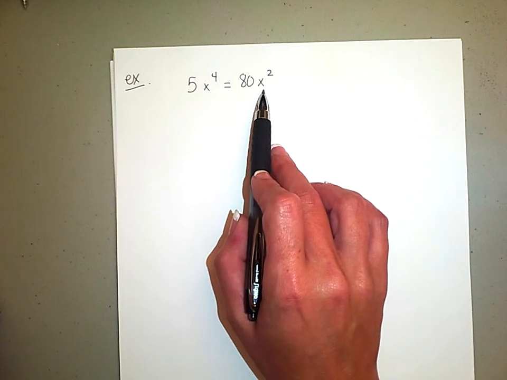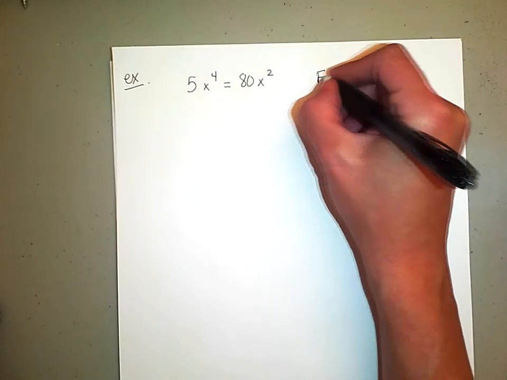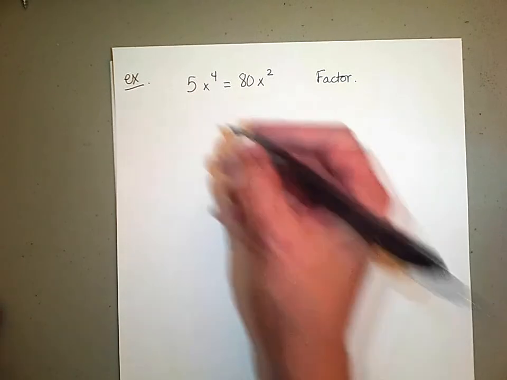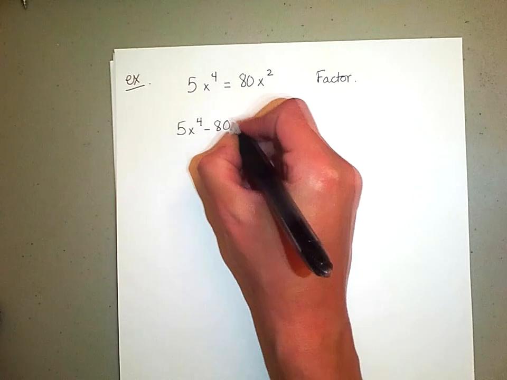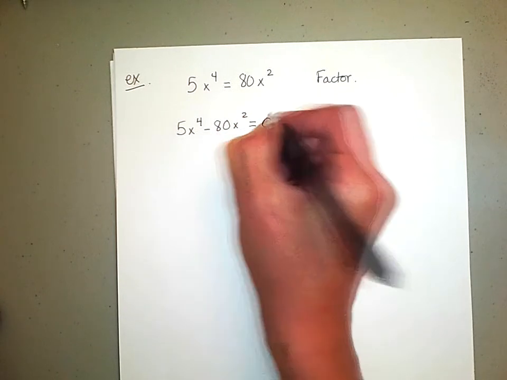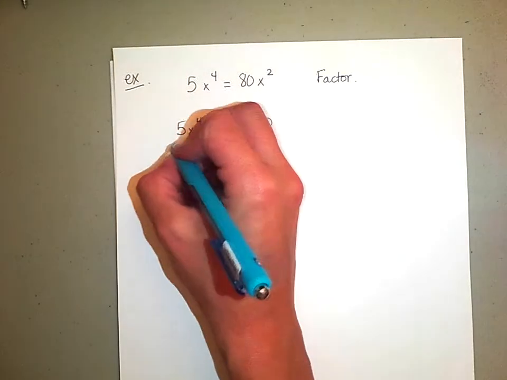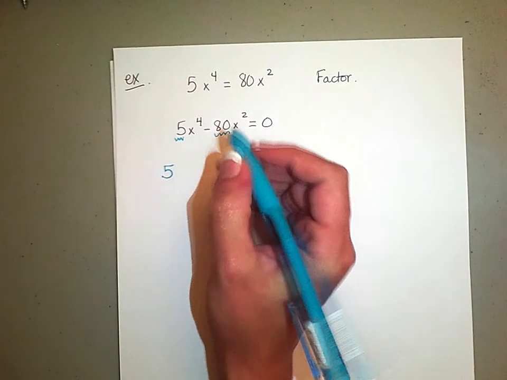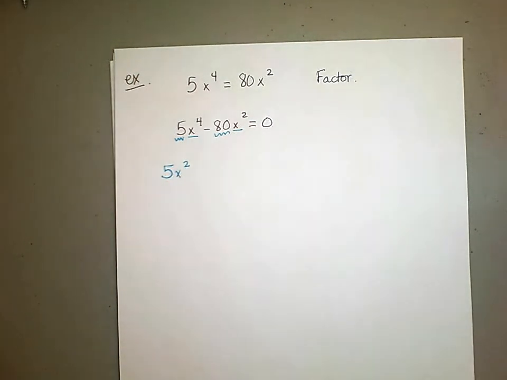So never divide by a variable because you could be dividing by 0, and dividing by 0 is undefined. So instead, factor. And how will we do that? Well, let's move everything to one side so it could be factored. Now from here, I can see that there's a greatest common factor of 5, and then also an x squared can come out of both.